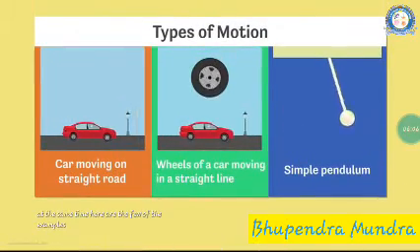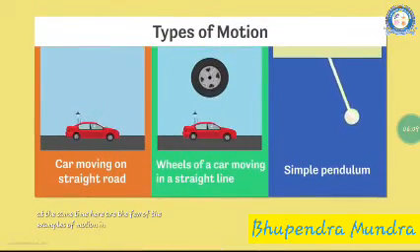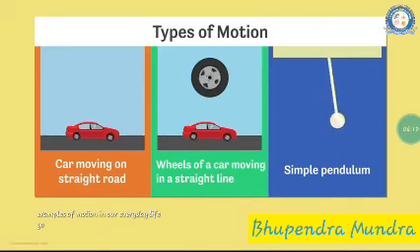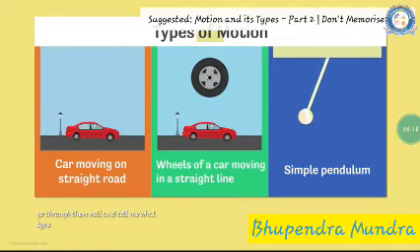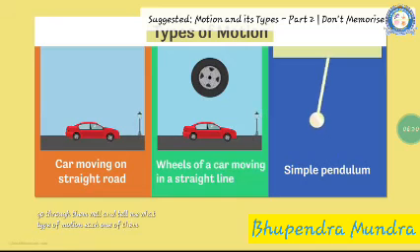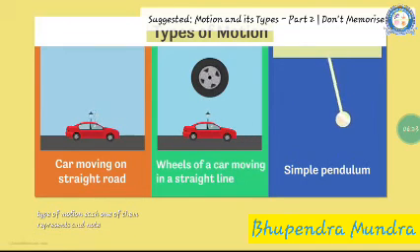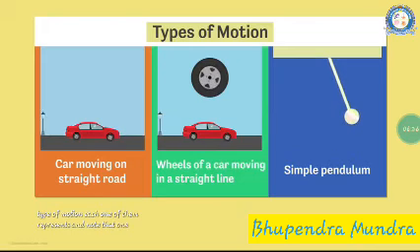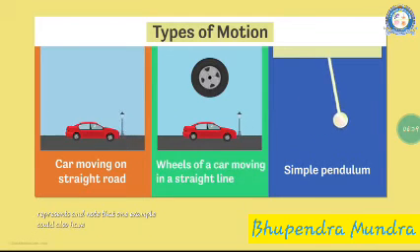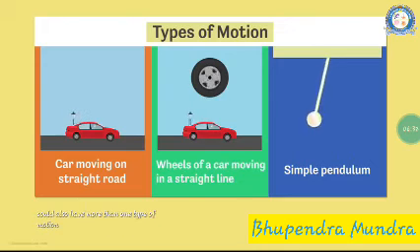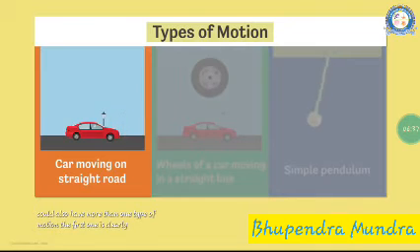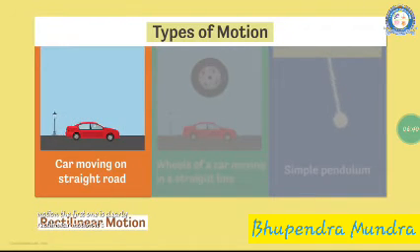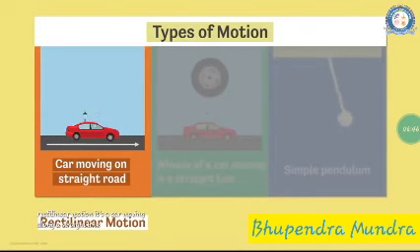Here are a few examples of motion in our everyday life. Go through them and tell me what type of motion each one of them represents, and note that one example could also have more than one type of motion. The first is clearly rectilinear motion. It's a car moving along a straight line.